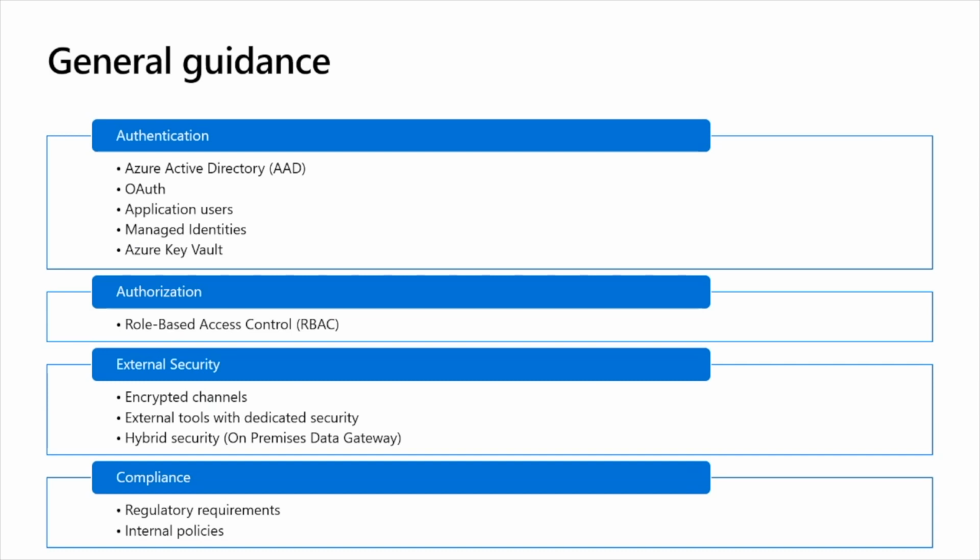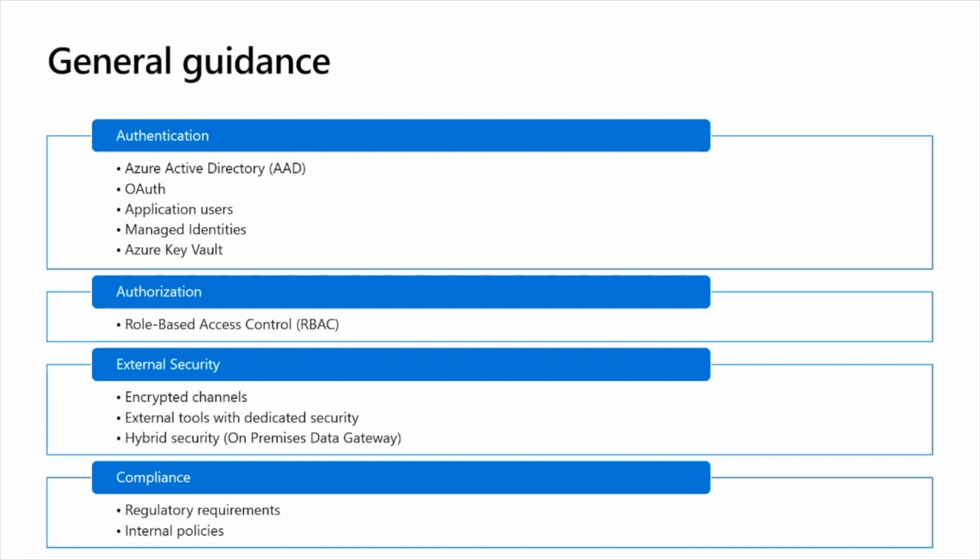We have also the external security with encrypted channels, and here you need to make sure that all the communication is over HTTPS TLS 1.2 to prevent data interception during the transition. We have also the external tools part, where you need to make sure that you integrate with only known tools and regularly get the updates when available, especially when they are security updates.